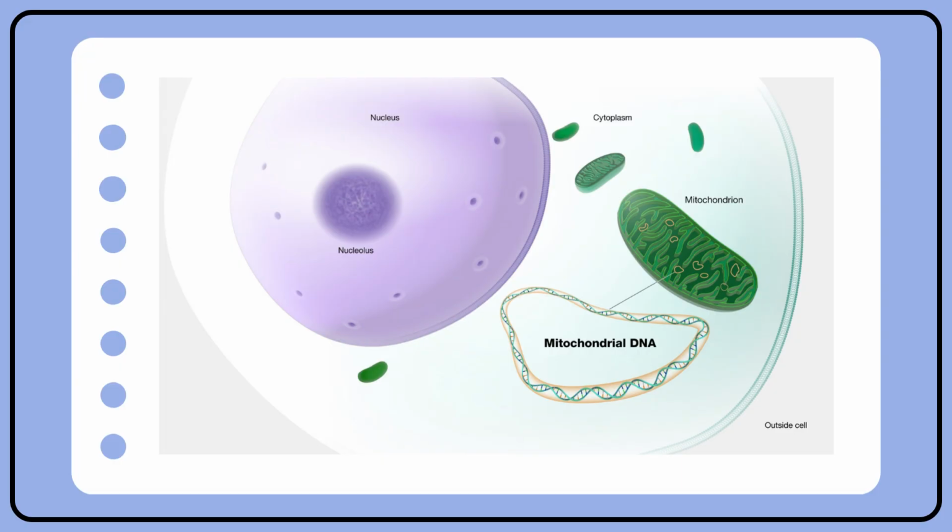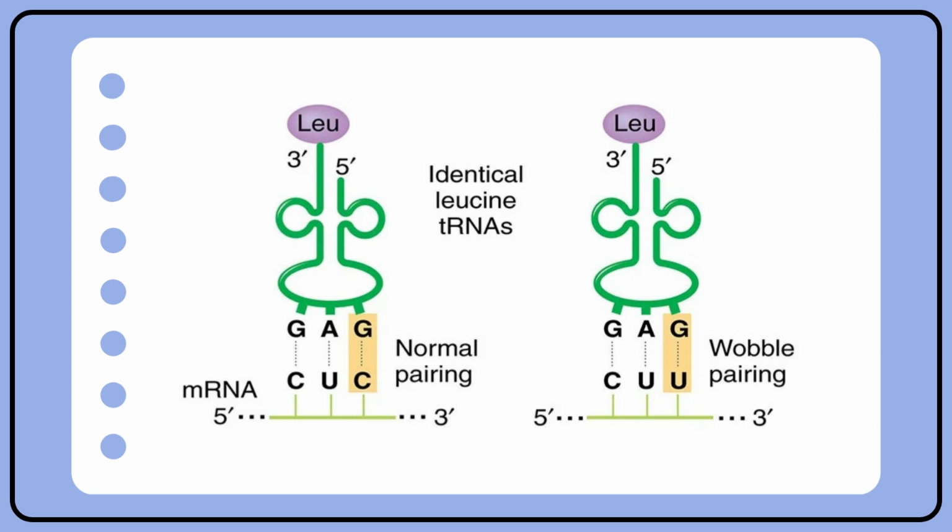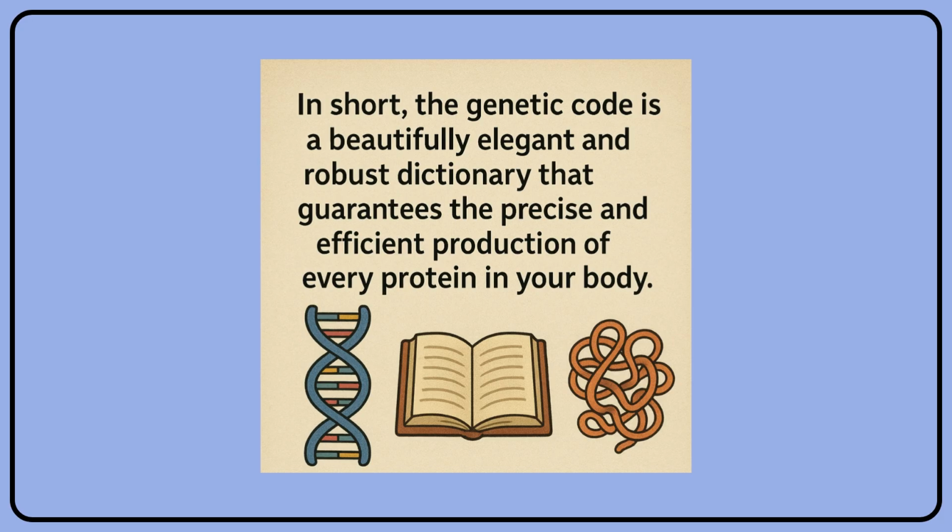It's also more streamlined. The mitochondrial DNA is more streamlined, having fewer types of tRNA molecules. It relies on the famous wobble hypothesis, which refers to a bit of flexibility in how the third base of a codon is read to efficiently decode the entire sequence. So, in short, the genetic code is a beautifully elegant and robust dictionary that guarantees the precise and efficient production of every protein in your body. Its built-in redundancy and crystal clear rules are what make the whole system so durable.